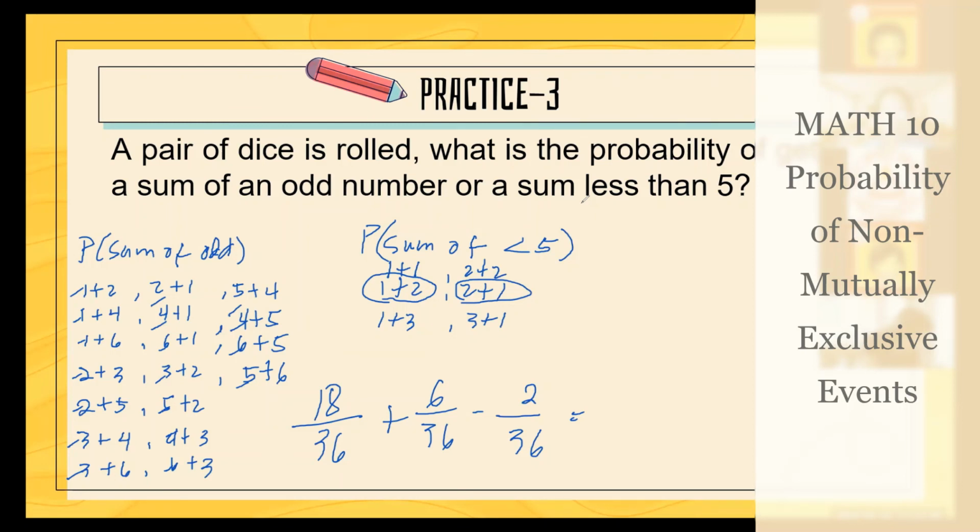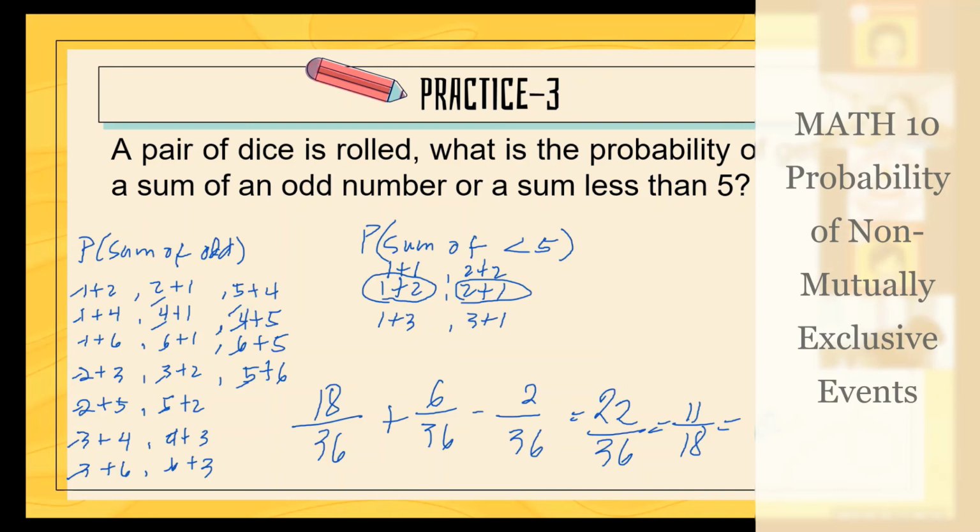Is it 0.61? 11 over 18. Sige, let's solve now. 18 plus 6 is 24 minus 2, that's 22, no? 22 over 36 reduced to lowest term, 11 over 18. Once you have 22 over 36, huwag nyo nang i-lowest term if the question is decimal. I'm just putting 11 over 18 for us to see the answer in lowest term.